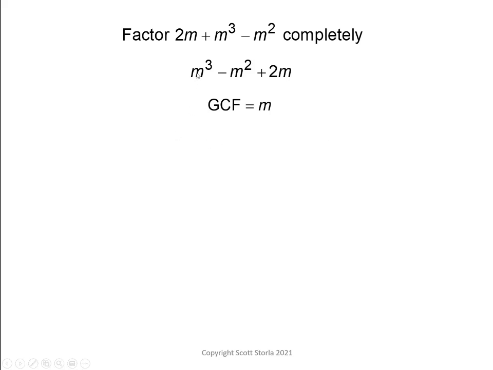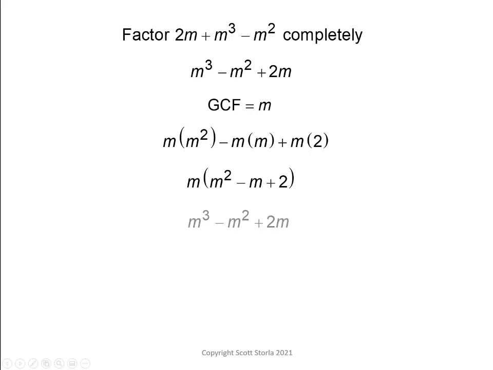The first term is going to be m times m squared. The second is going to be m times m, and the third will be m times 2. After I factor out my greatest common factor of m, inside my parentheses I'll have m squared minus m plus 2. Now to check my work, I'm going to check against the trinomial in standard form, and everything looks right.